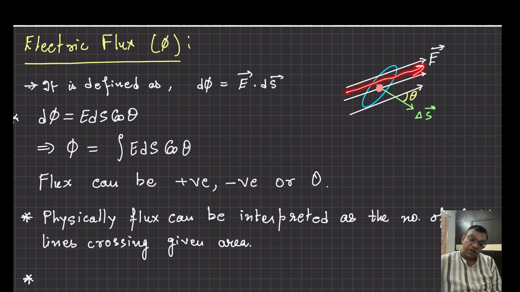If this electric field is making an angle theta with the area vector, then flux linked with this surface will be given by E dot ds, E ds cos theta. This flux can be positive, negative or zero depending upon whether theta is acute, obtuse or right angle. Now, what is the physical significance of this? You can say physically the flux can be interpreted as the number of field lines crossing the unit normal area, crossing the given surface.